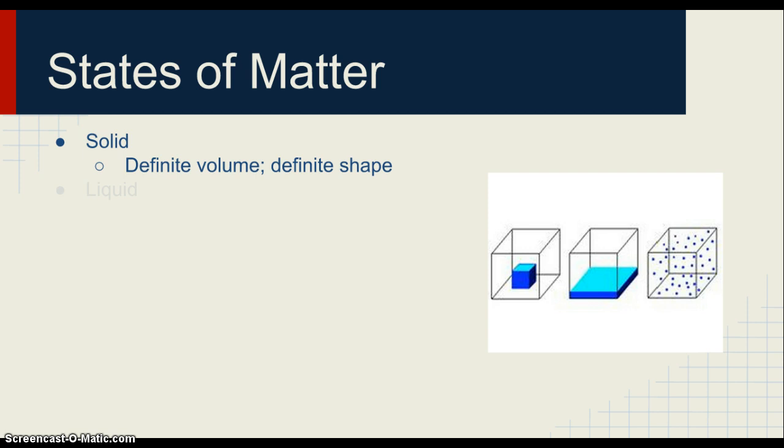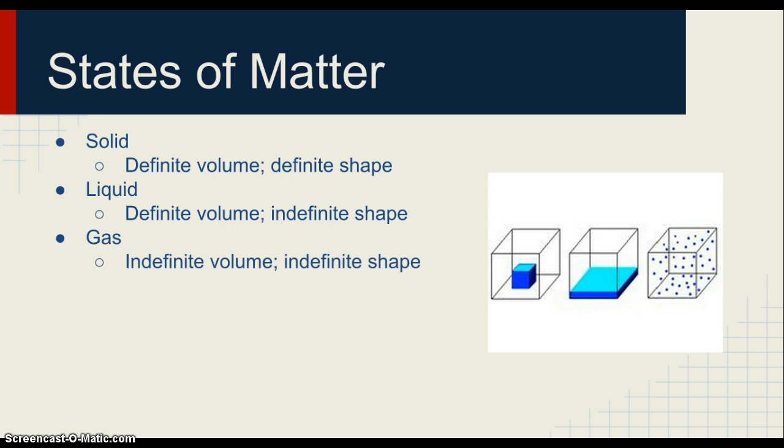That's a solid. A liquid, if you pour water into a glass, it doesn't have a definite shape because it takes the shape of the glass. If you pour it out on the table, the shape is going to change. However, the volume stays constant for a liquid. In a gas, you have an indefinite volume and an indefinite shape. A gas will take the shape of its container, and it will also take the size of its container.